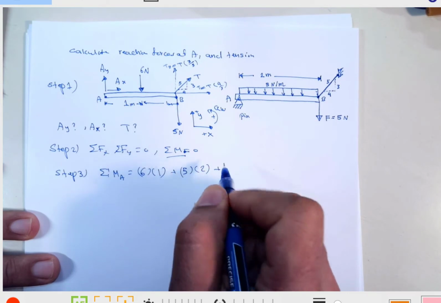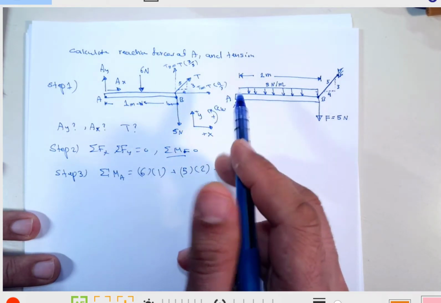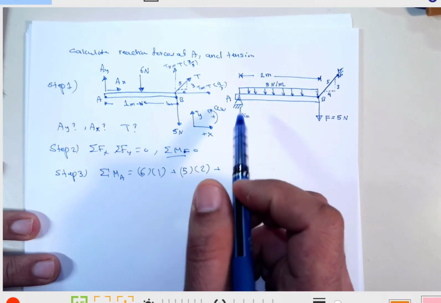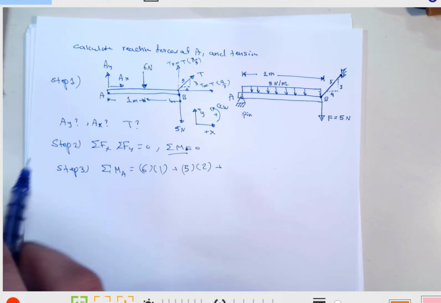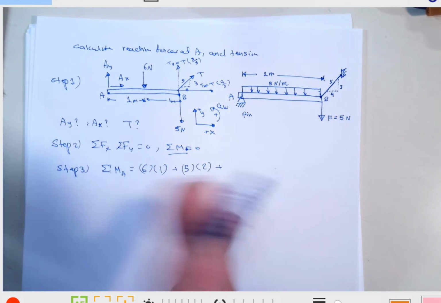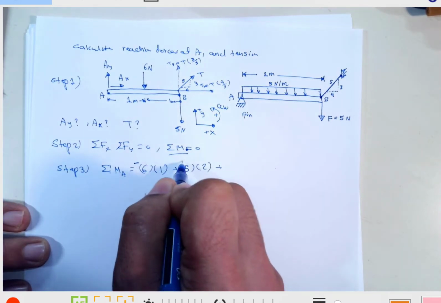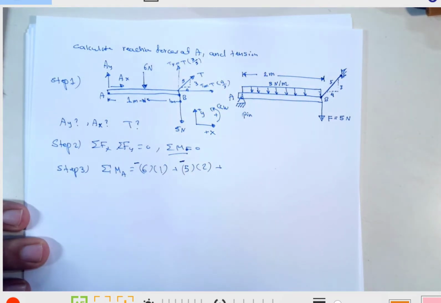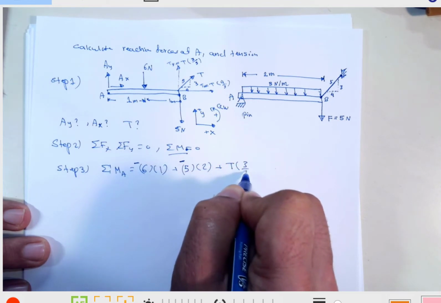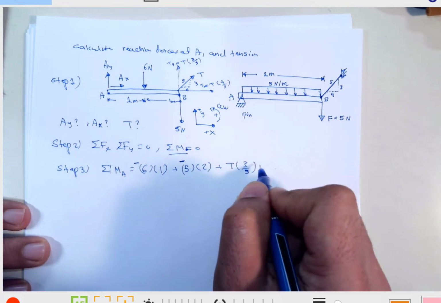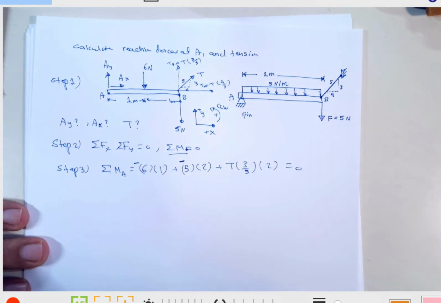So plus, now the moment of Ty, because it's gonna generate a moment which is counterclockwise, is gonna be positive. So I apologize, these should be negative here because it's clockwise. So this is T by 3 over 5 multiplied by the total distance 2 equal to 0. So we have one equation with one unknown.